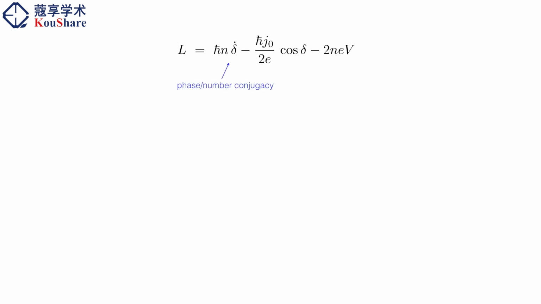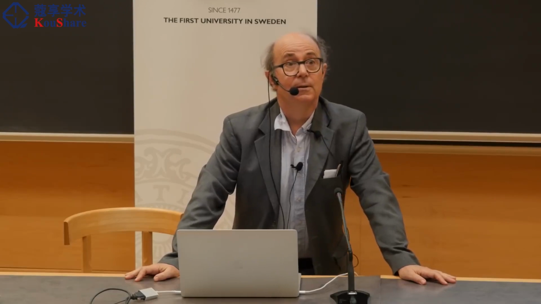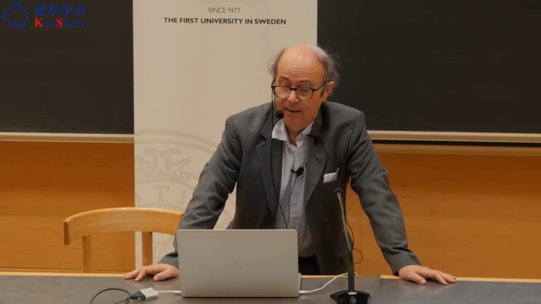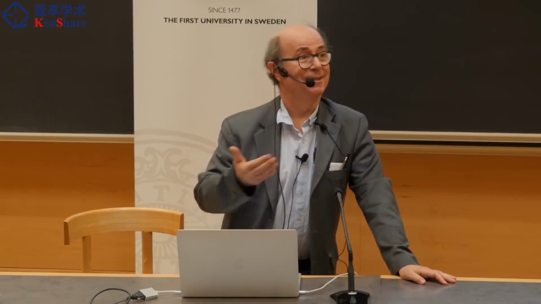The simplest possible, the minimal description of it is that you have a number, which is the relative number of Cooper pairs on the two sides, and the relative phase is conjugate to that, according to the basic principles of quantum mechanics. And so you can incorporate that conjugacy by having the number difference multiplied by the time derivative of the phase. That establishes, if you like, that one is the P and the other is the Q dot in the canonical description.